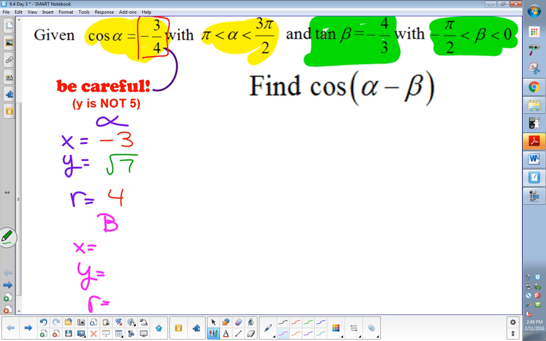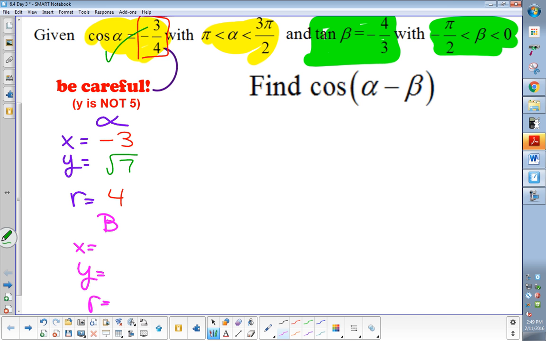Just be careful. That happens very rarely, but if you're using those special right triangles, the biggest number better correspond with your radius. Like the other one, 5, 12, and 13, that means the radius has to be 13. It can't be the other way. Just be careful.